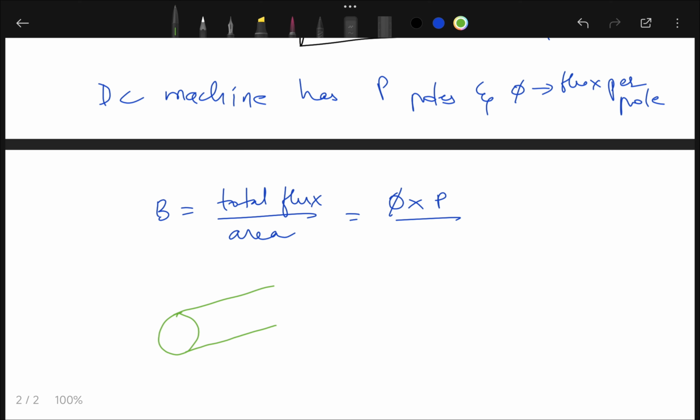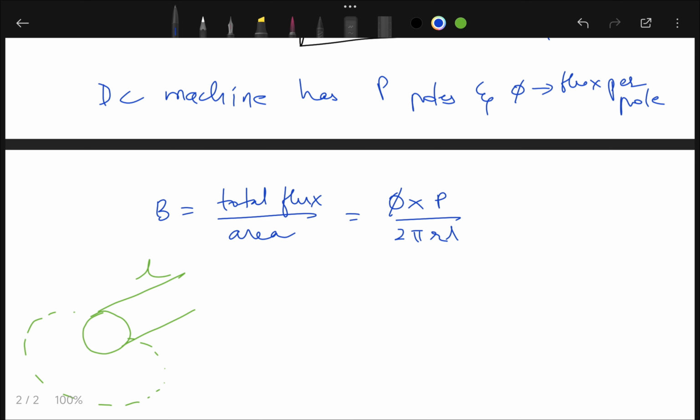Let us say the circular conductor has a radius R and length L. They move like this inside the magnetic field. So what is the total area occupied by this? That is 2 pi RL. Once again I am drawing here: we assume circular conductors each having length L, and these conductors rotate like this inside the field. So I can say the total area is 2 pi RL.